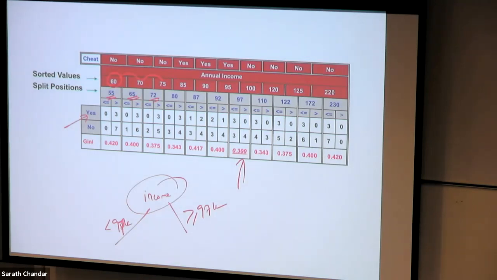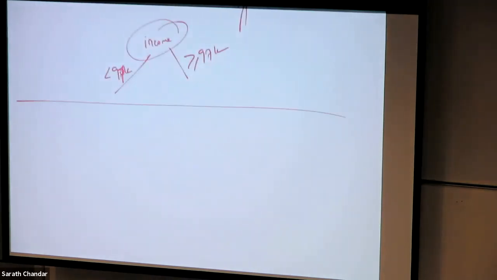Okay. So I think this completes the algorithm. Now I showed all these things with Gini index as an example, but you could really use any other criteria. So let's see two other criteria. The second criteria is entropy.